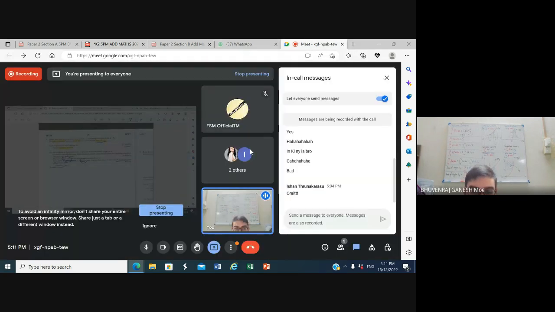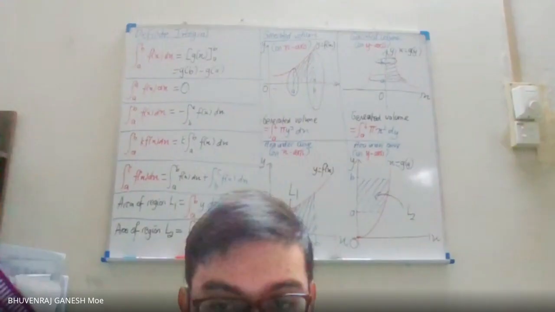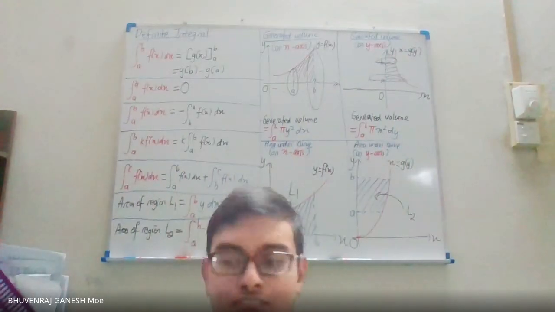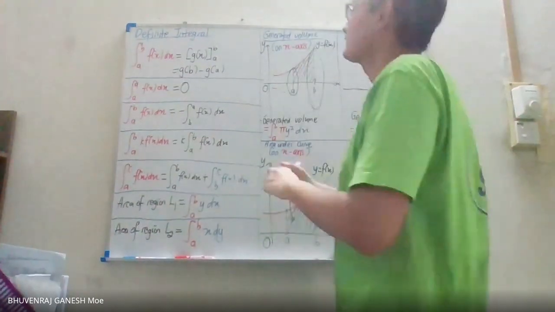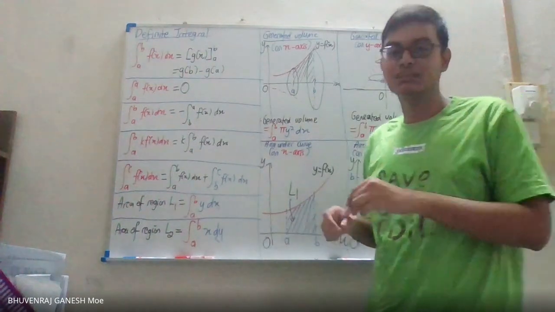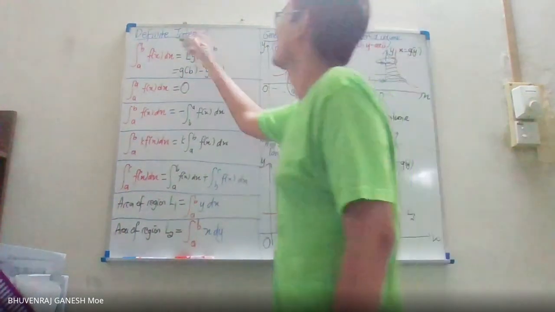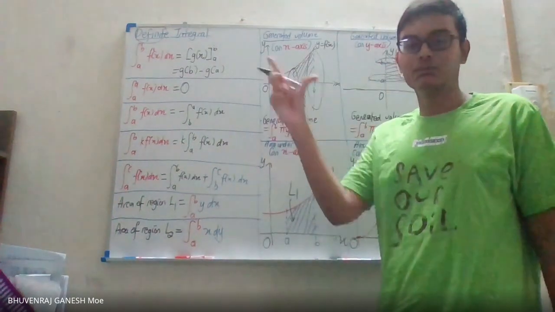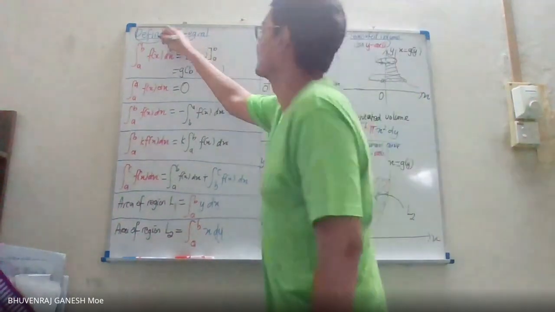Stop share first. So you go to the board. Okay. Definite integrals, right? You cannot run away from the formulas. That is one basic thing you need to know about definite integrals. So why they call it definite integral is because they have a number at the bottom and top, which we call limits.